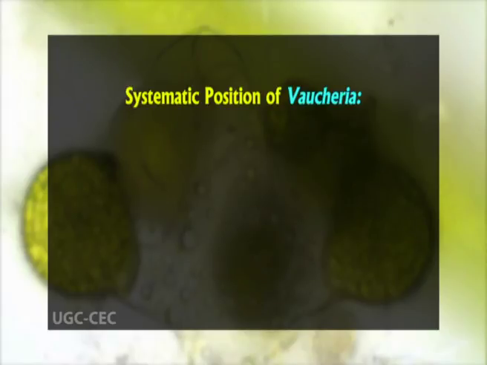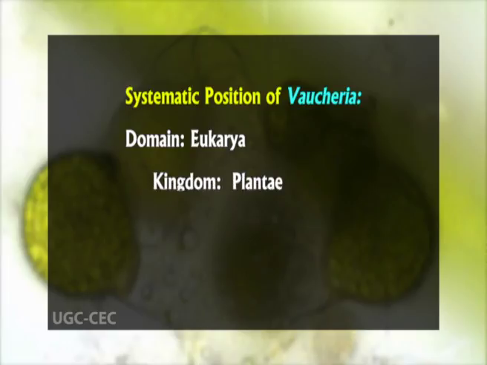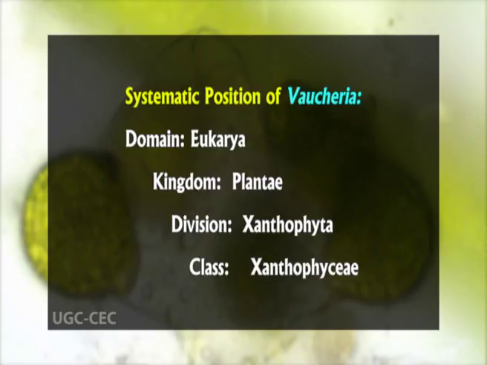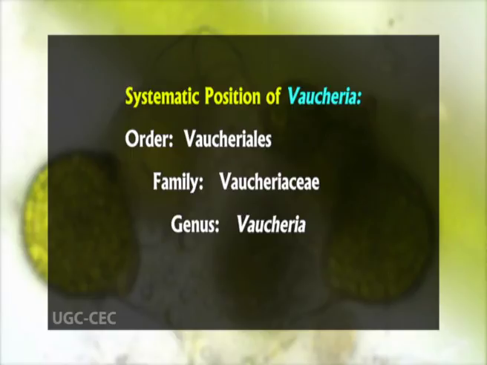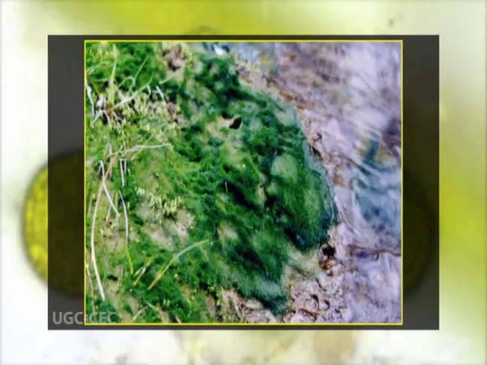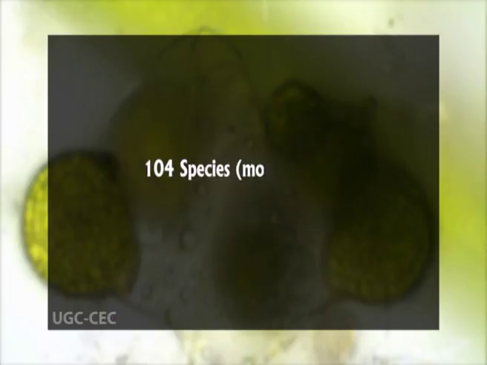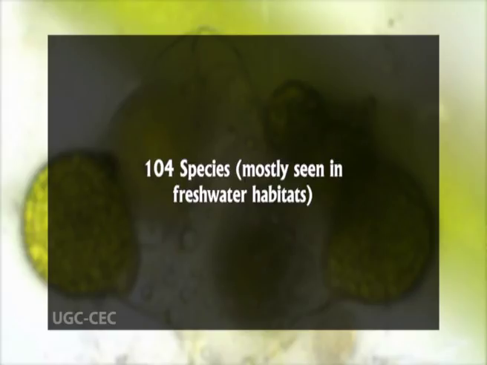So far as systematic position of Vaucheria is concerned, it belongs to domain Eukaryota, kingdom Plantae, division Xanthophyta, class Xanthophyceae, order Vaucheriales, family Vaucheriaceae, genus Vaucheria, and species many. So far as occurrence of Vaucheria is concerned, Vaucheria is a coenocytic xanthophycean alga seen usually in freshwater bodies. The alga has 104 species, most of which are seen in freshwater habitats.